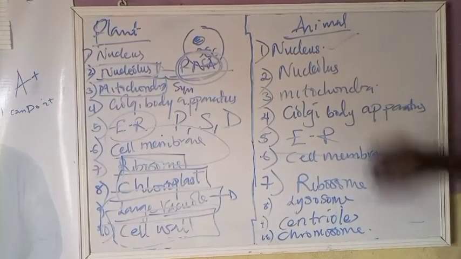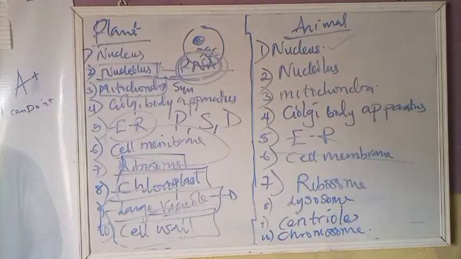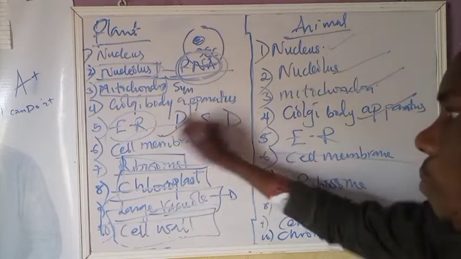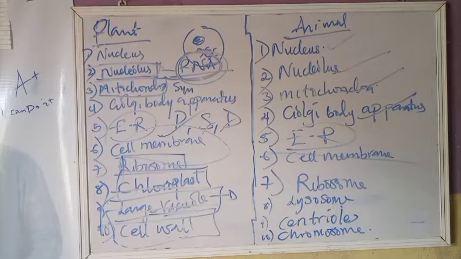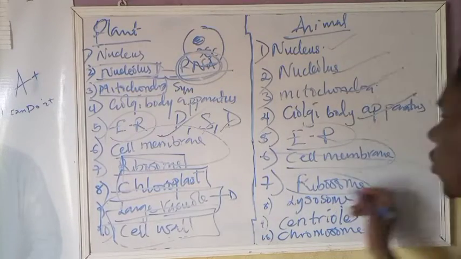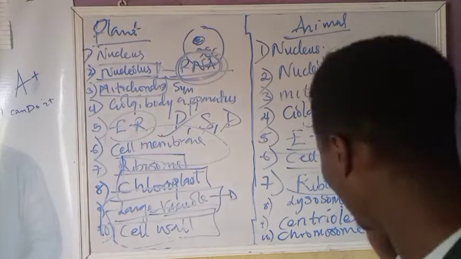So I'm talking about the nucleus, it controls all the activities of the cell. Nucleus produces RNA, mitochondria, the powerhouse of the cell, Golgi body apparatus for packaging, synthesizing, and distribution of material, and the endoplasmic reticulum for the transportation of material within the cell. Cell membrane allows the selective absorption and reabsorption of materials. Ribosome helps in production of protein.